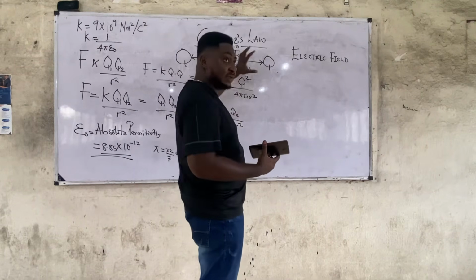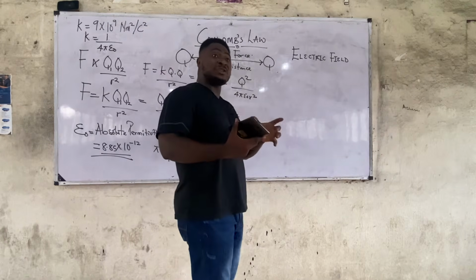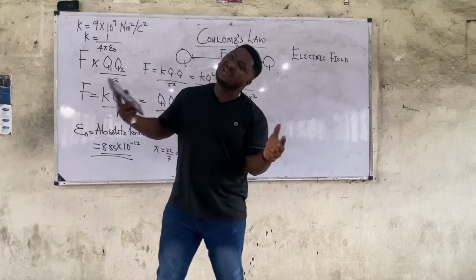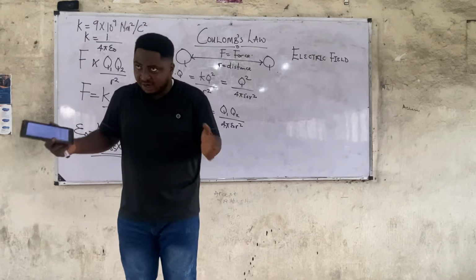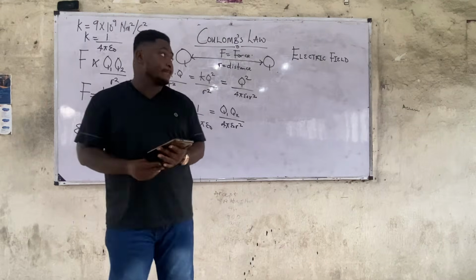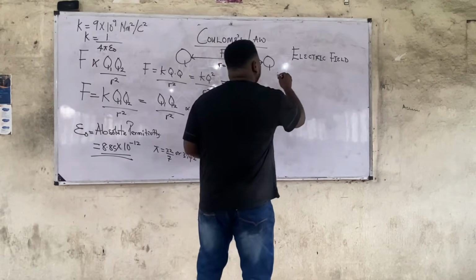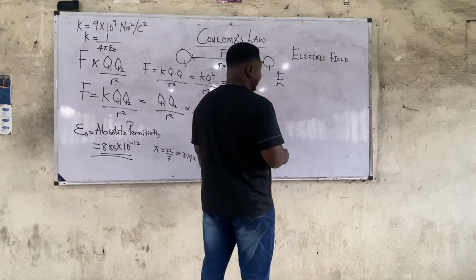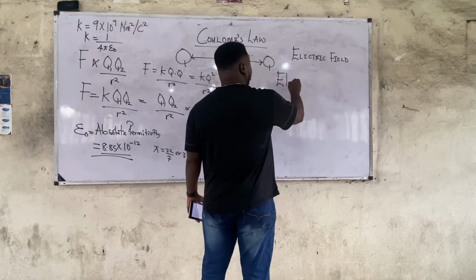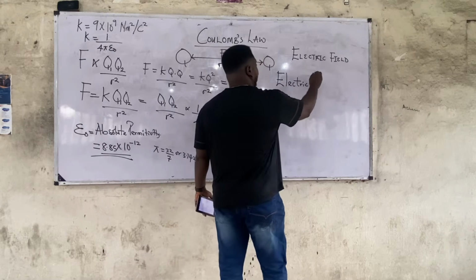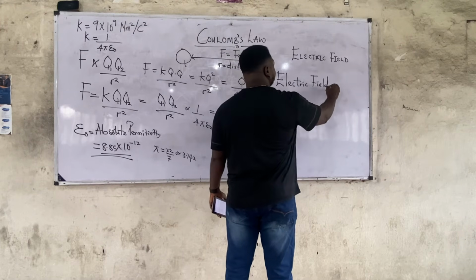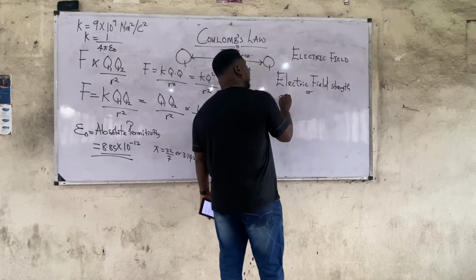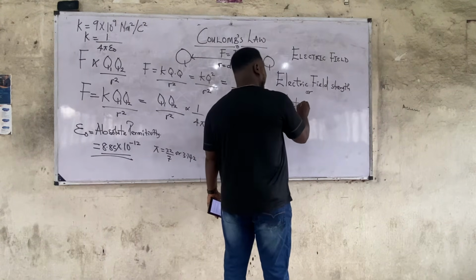This is an electric what? Electric field is a region of space set up by a charge, in which it exerts electrical force on any other charge. Are we together? Class, electric field mathematically can also be known as electric field strength or electric field intensity.